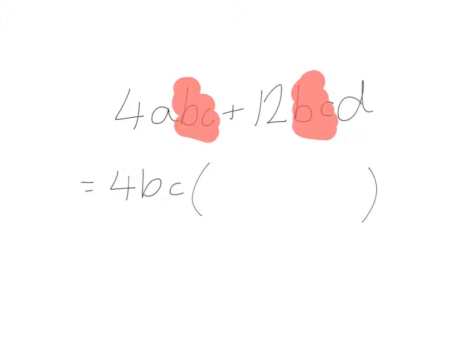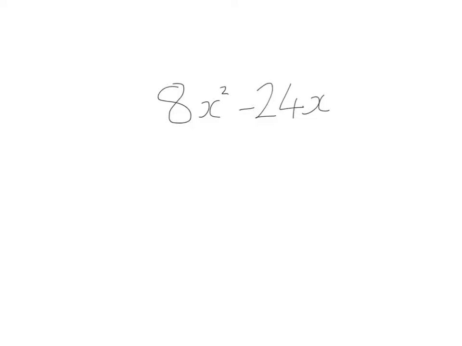So I just need to think now, 4BC times what is going to give me 4ABC? So that's going to need to be A. And then I'm adding on 4BC times what is going to give me 12BCD? So I'm going to need to have 3D. Okay, remember you can check your work. Multiply this bracket out. That would give me 4ABC, because you write the letters in order, and this would give me plus 12BCD.